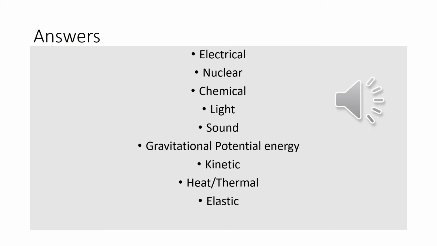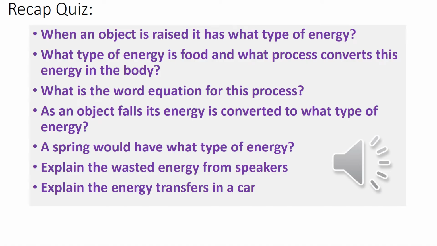So we have electrical, nuclear, chemical, light, sound, gravitational potential energy, kinetic, thermal energy, also known as heat, and obviously our elastic potential energy. Did you get all of those right? If not, complete the ones you missed. You now have 7 questions to answer. These are based on last lesson. Let's do a recap and see what you can remember. In your books, pause the video and answer these 7 questions.